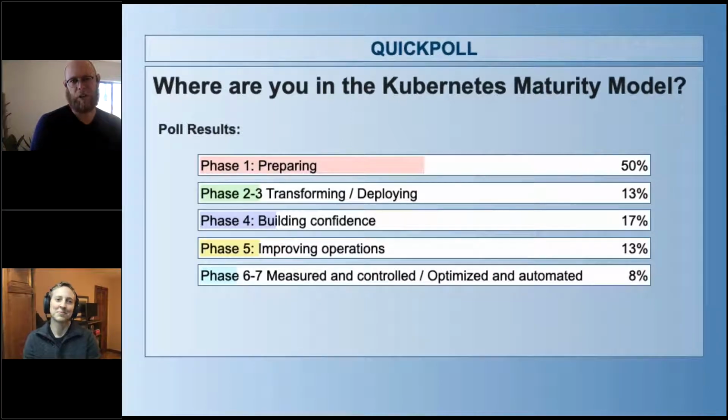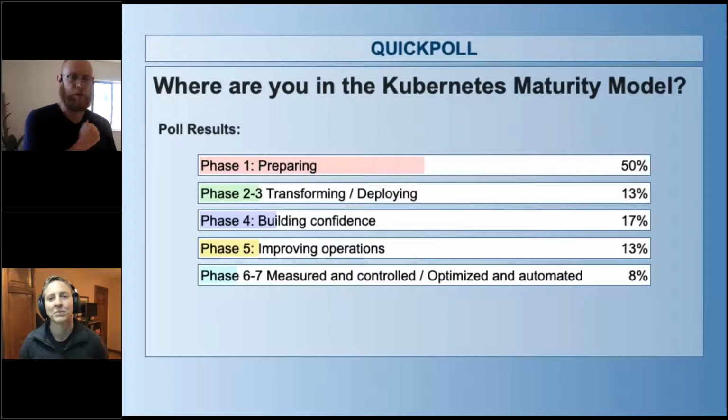Okay, so where are you in the Kubernetes maturity model? We have about 50% of you just in preparing, 13% in transforming and deploying, 17% building confidence, 13% in improving operations, and 8% in a measured and controlled or optimized and automated state. So that doesn't surprise me. That about lines up with where I would think folks are, but you can go ahead and close that and we'll keep going.